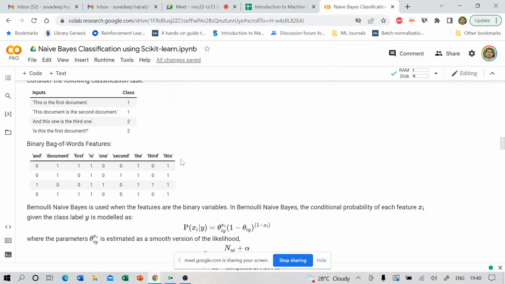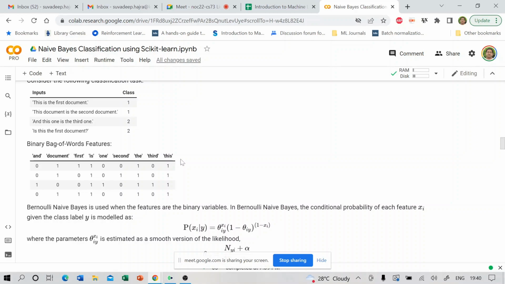Suppose in one Bernoulli Naive Bayes there are features called x1 and x2, with some corresponding values, for example 0 and 1. Now these 2 examples belong to class 1, and these 2 belong to class 2.